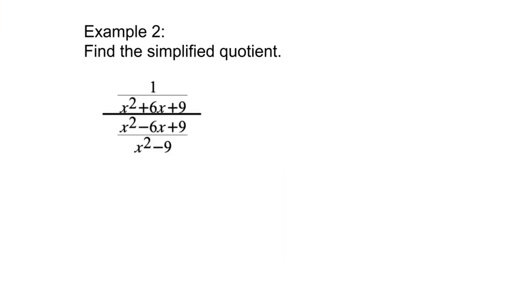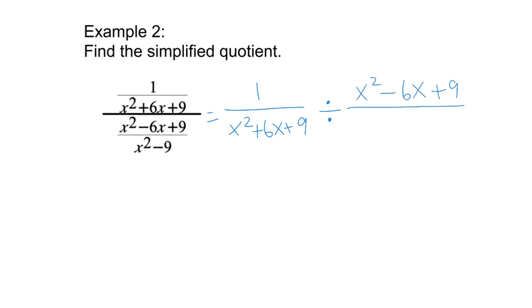All right, let's look at this one. So I'm going to rewrite it because I don't like when it looks like this. It looks kind of crazy. So we have 1 over x squared plus 6x plus 9 divided by x squared minus 6x plus 9 over x squared minus 9. Now with division, we're going to switch it to multiplication before we do anything.